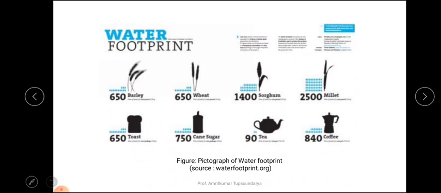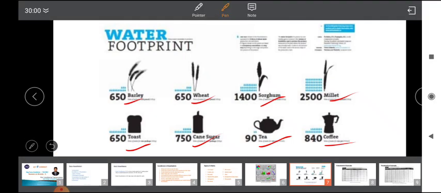And here we have a pictograph of water footprint, which is taken from the website waterfootprint.org, wherein we have a pictorial representation of a few products like barley, wheat, sorghum, millets. Then we have oats, cane sugar, tea, coffee, and all. So this is just a snapshot which is taken from the textbook. This basically just represents how a pictograph can be shown.